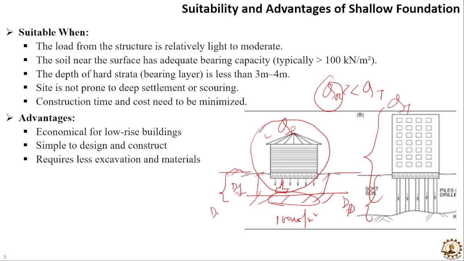So in this case, DF is much less than the depth of the foundation for the deep foundation. So we need to excavate only this portion. If we excavate this portion, we can construct the shallow foundation. But in case of a deep foundation, we need to excavate the whole length. It may be 10 meter, 15 meter, or more. In case of a shallow foundation, it may be 3 meter to 4 meter. So in such a situation, we can use a shallow foundation.